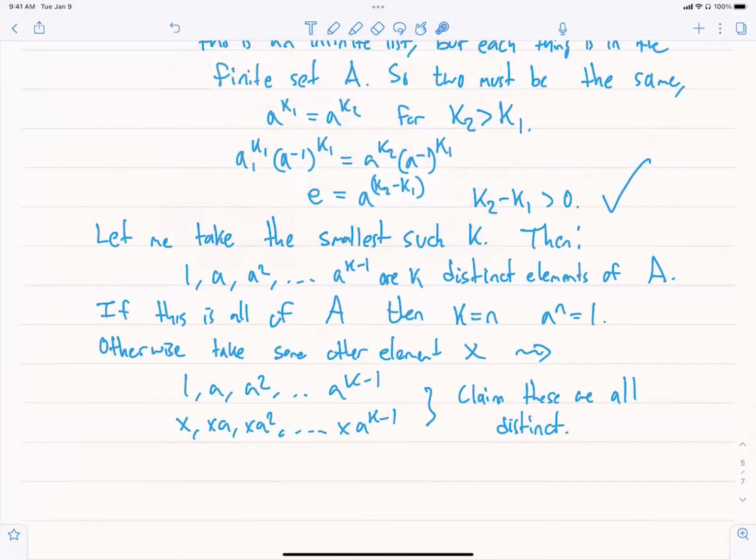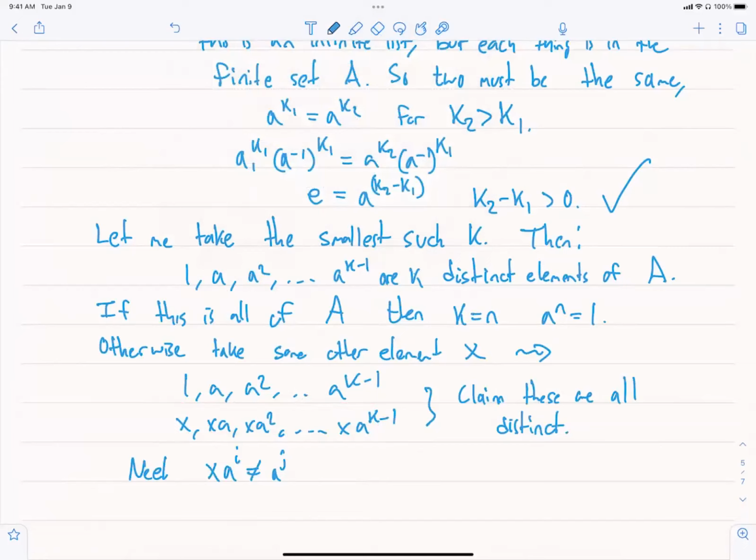So, if I already saw these are all distinct. If any two of these are the same, then I just multiply by x inverse on the left, and I'll get two things in here that are the same. So definitely everything here is different. So I just need to see that I don't have any overlap between these two rows. So I need x times a to the i is not equal to a to the j for any i and j up there.